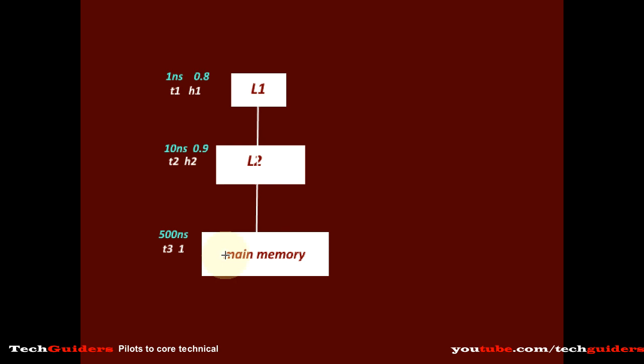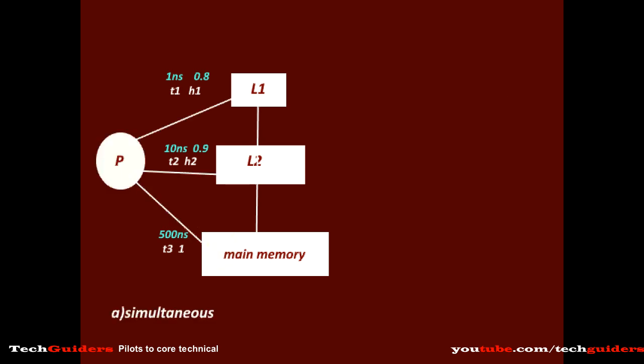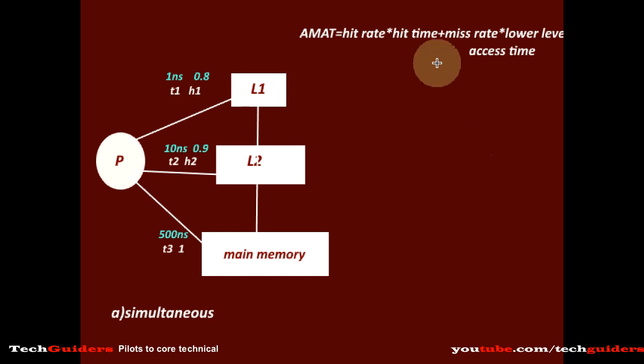We assume every requested word can be found at the last level, so the hit rate here is equal to 1. First, we shall consider the average memory access time for simultaneous access. If you can remember the equation, then you can directly substitute it. Anyway, I will discuss step by step.